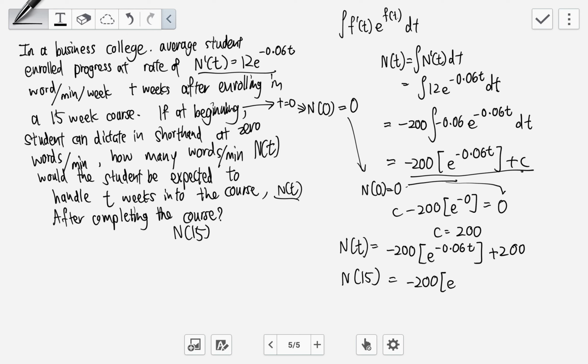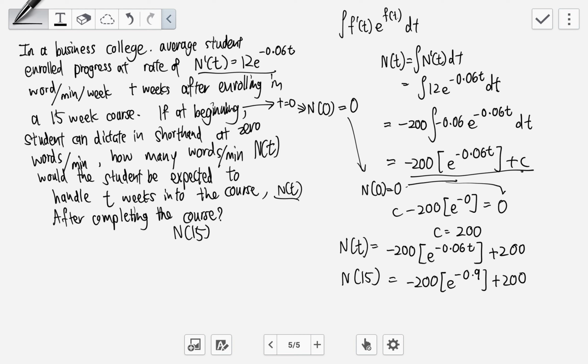So e to the minus 0.06 times 15, so 15 times 0.06 would equal 0.9, so minus 0.9 plus 200. So when N(0) is 0, that means it will gradually progress to 200, and then I don't think it will improve anymore.